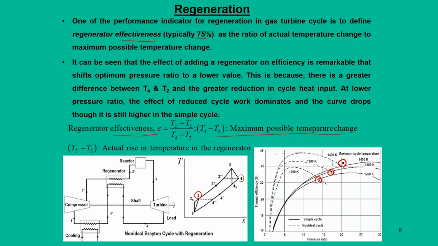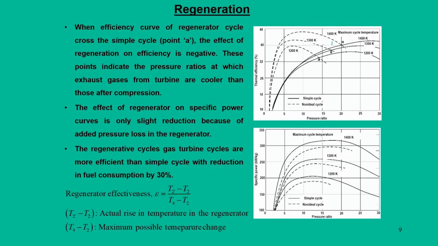So, point A is nothing but the intersection point for a simple cycle and non-ideal cycles. Beyond this point A, it is expected that the gas from the compressor outlet will no longer be heated, because we are crossing the maximum possible temperature rise. So, beyond point A, it is not possible to operate the regenerator. Through this process, the extra advantage we get is that for similar output, we can go for a higher pressure ratio for operating the cycles. That is the extra advantage we get through this regeneration process.